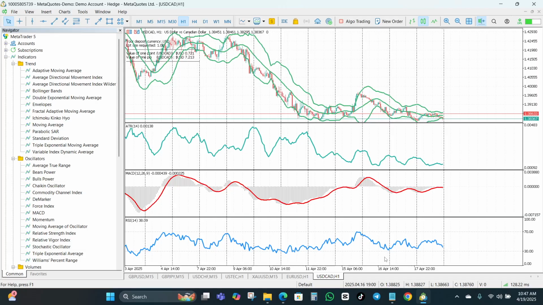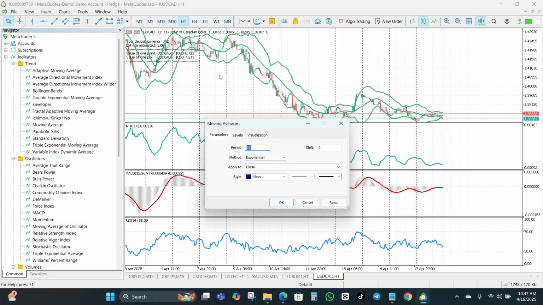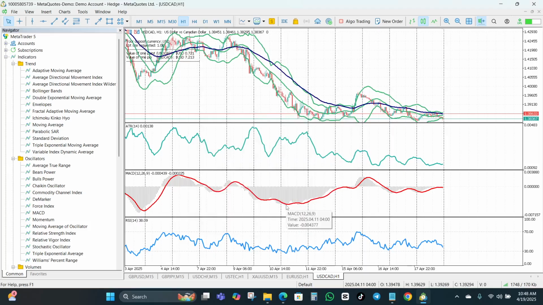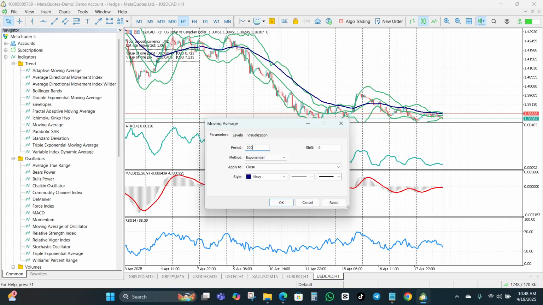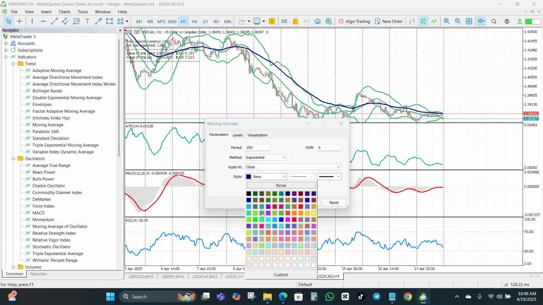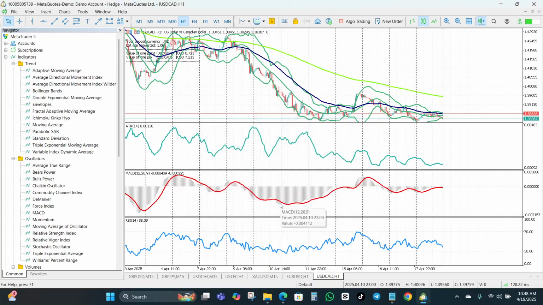Finally, let's talk about the moving averages, a very popular indicator. The moving averages, especially the exponential moving average and the simple moving average, are the popular types of moving averages. There are actually different types, but exponential and simple are the most popular. The 50 EMA and the 200 EMA are common choices.